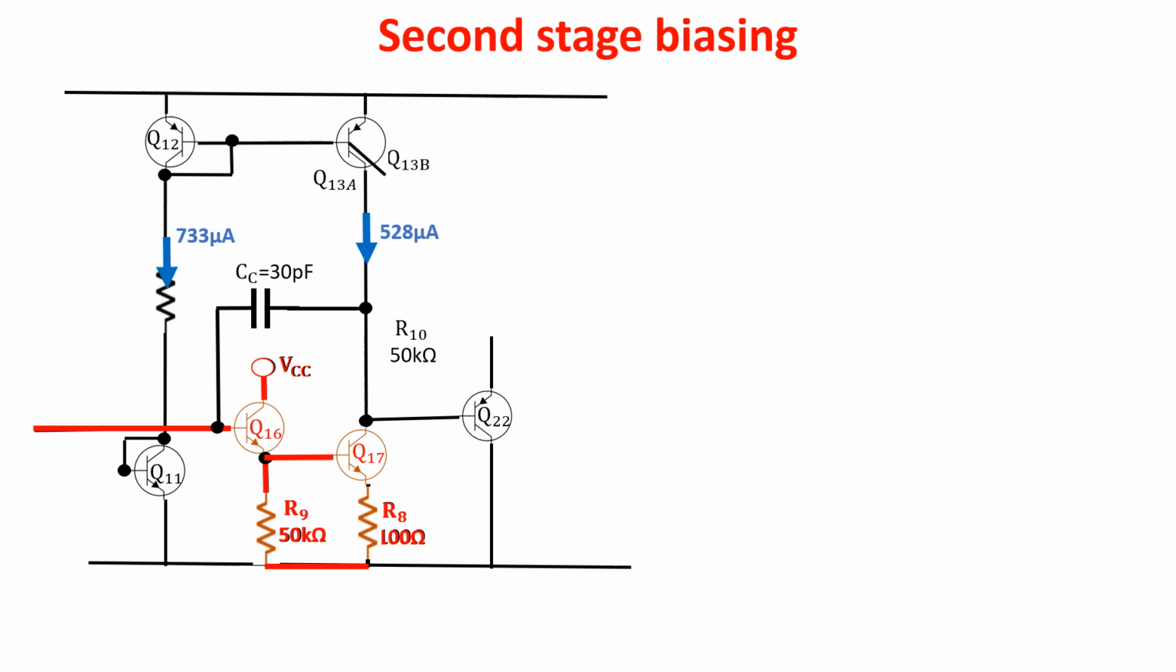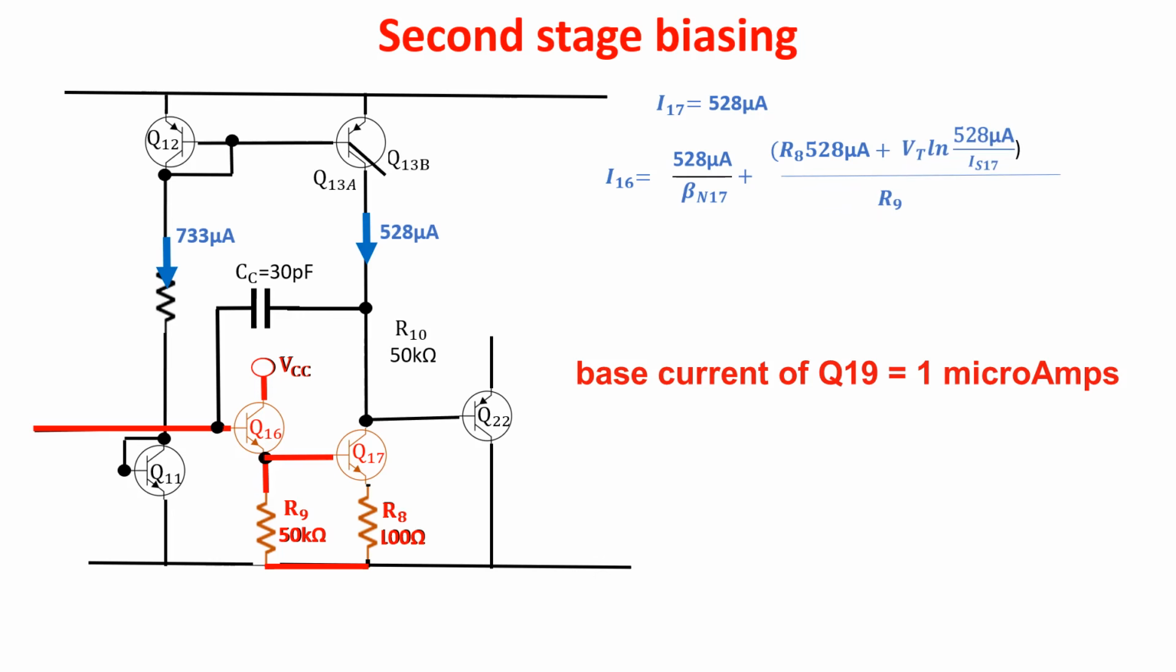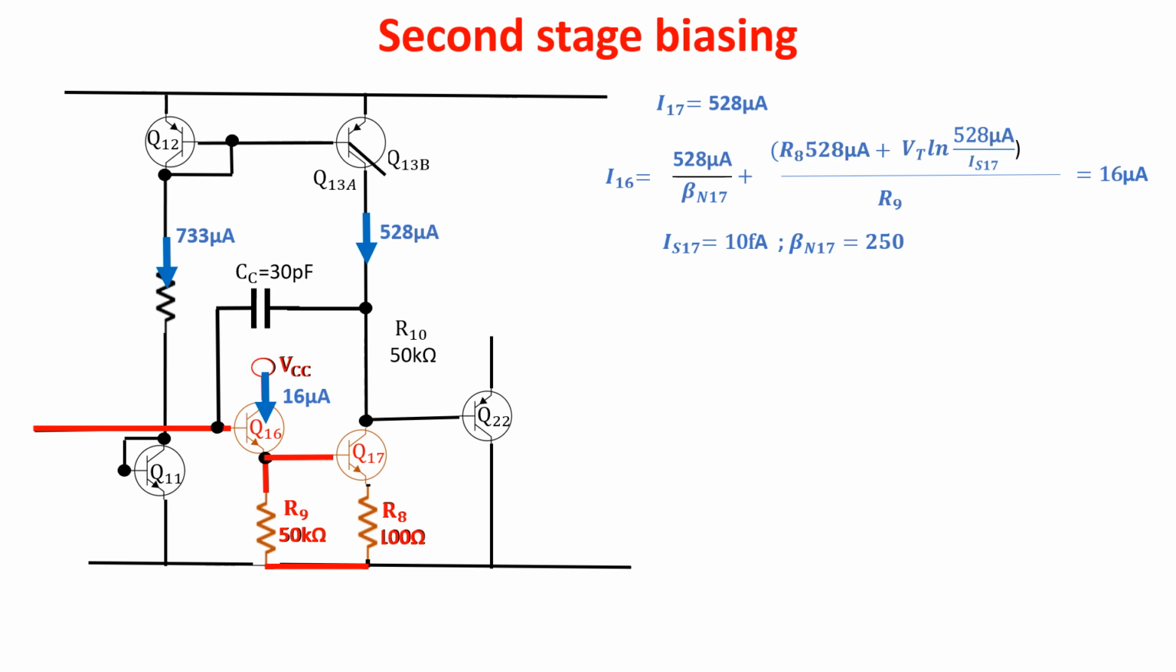Now we calculate the second stage biasing. Since the current in Q17 is equal to that in Q13A, so 528 microamps, then we find the current in Q16, which is the sum of the Q17 base current plus the current flowing in R9, which is equal to RA times 528 microamps plus VB17 divided by R9. So the current in Q16 is 16 microamps.